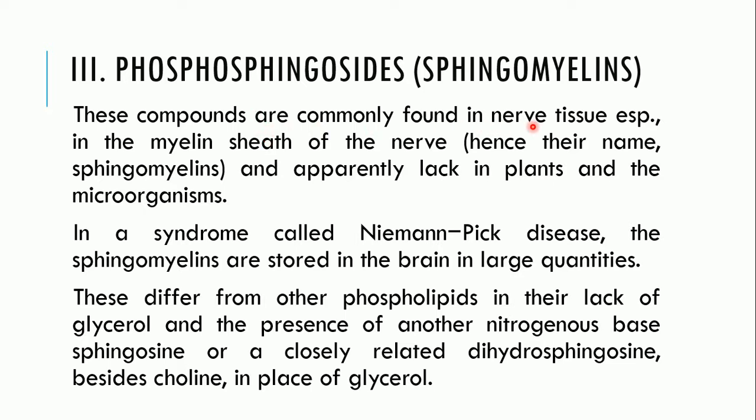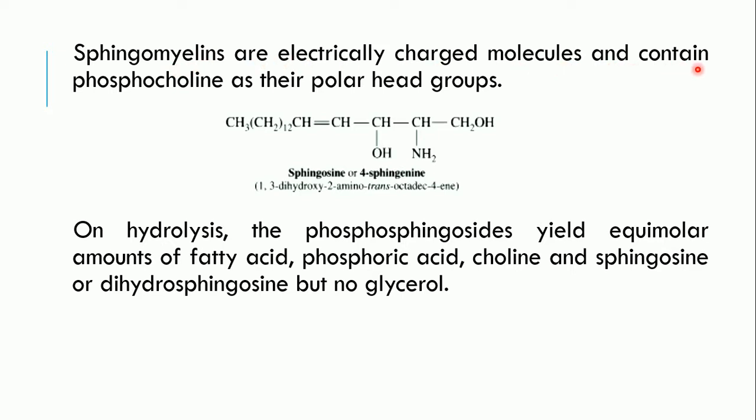These compounds are commonly found in nerve tissue, for example in the myelin sheath of nerve, and apparently are lacking in plants and microorganisms. In a syndrome called Niemann-Pick disease, sphingomyelins are stored in the brain in large quantities. These differ from other phospholipids in their lack of glycerol and the presence of another nitrogenous base, sphingosine or a closely related dihydrosphingosine, besides choline in place of glycerol. Sphingomyelins are electrically charged molecules and contain phosphocholine as their polar head groups. On hydrolysis, the phosphosphingosides yield equimolar amounts of fatty acid, phosphoric acid, choline, and sphingosine or dihydrosphingosine, but no glycerol.